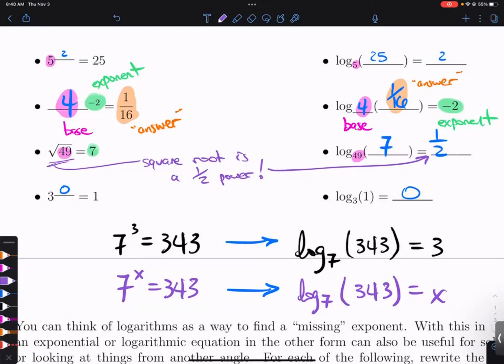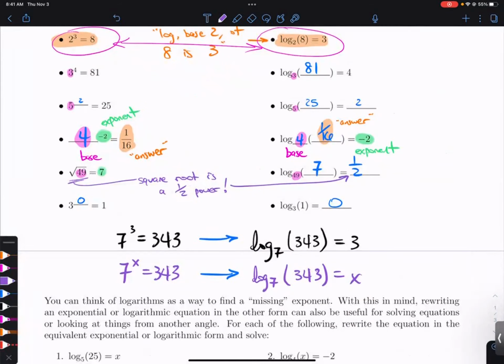Maybe I can simplify that further if I can evaluate this logarithm, but that's done. So this lets us do the kind of thing we were doing a minute ago, but in a more automated way. I don't have to just guess and hope I land right on the number. The logarithm will do it for me. So the question is, how do I evaluate that?